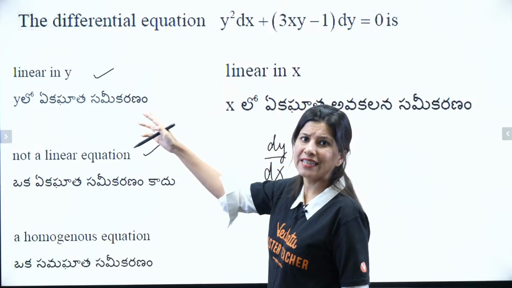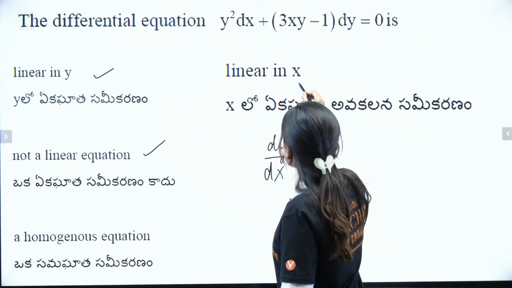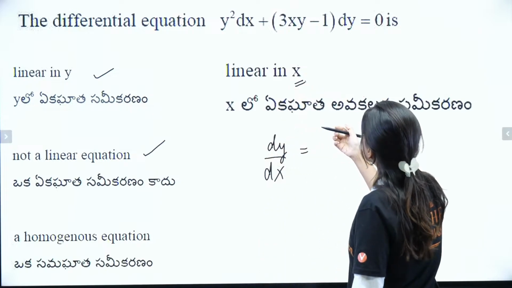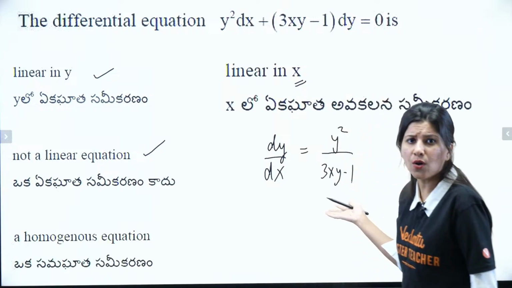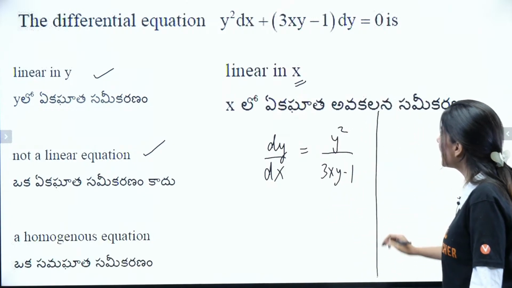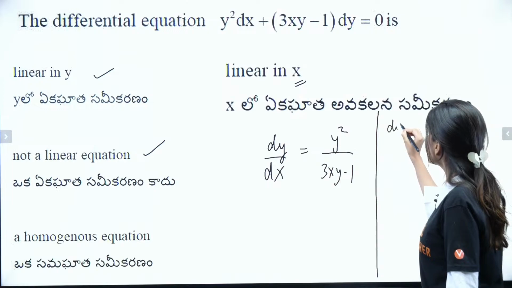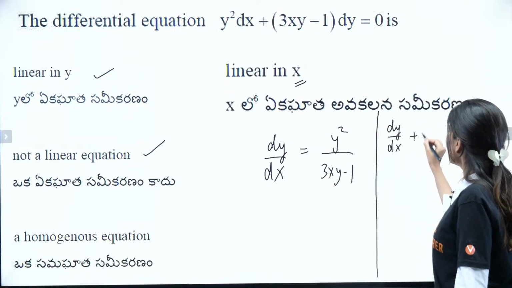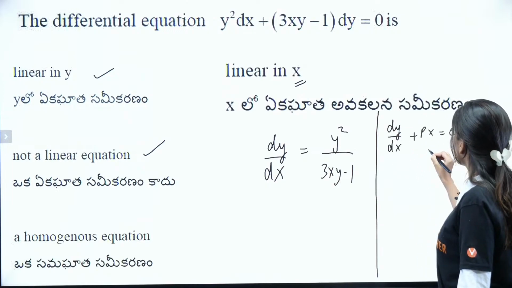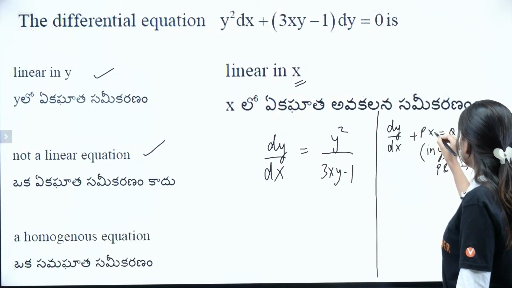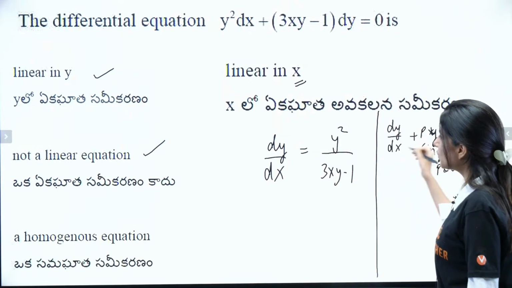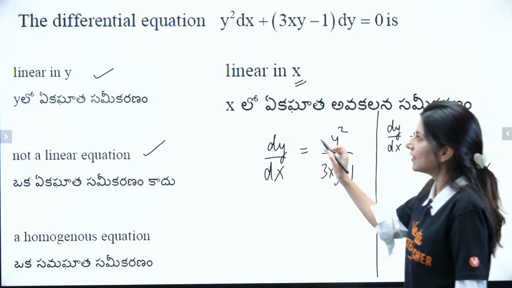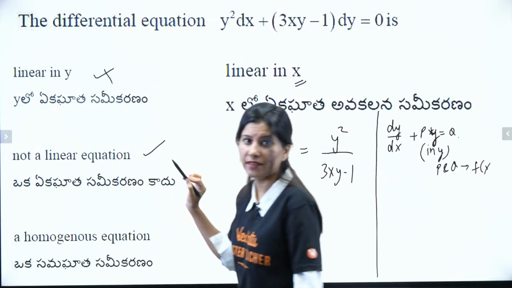So it looks like it is not linear in y. It looks like it is linear in x, because the moment I calculate dy by dx, it is y square upon 3xy minus 1. No, this is not how a linear differential equation looks. Let me just show you how a differential equation in y looks. So this is a differential equation in y, where p and q are functions of x. So dy by dx plus py is equals to q. I can't see it like this. So it is clearly not a linear equation in y.